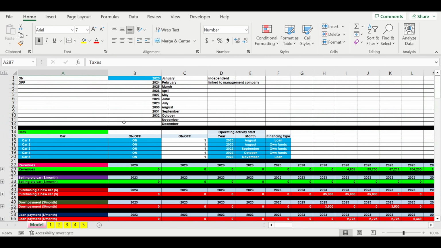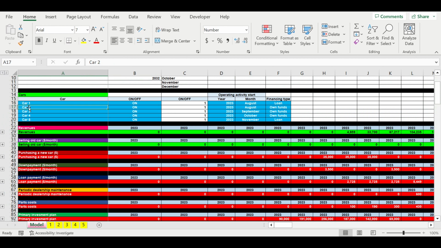Here we can name our cars, 5 cars: 1, 2, 3, 4, 5. We can switch them on and off from calculations. We can set up when the operating activity of each car starts. We can choose the way we would like to finance each car, whether it is a loan or leasing, or our own funds.